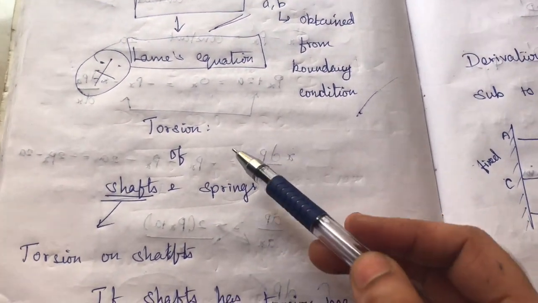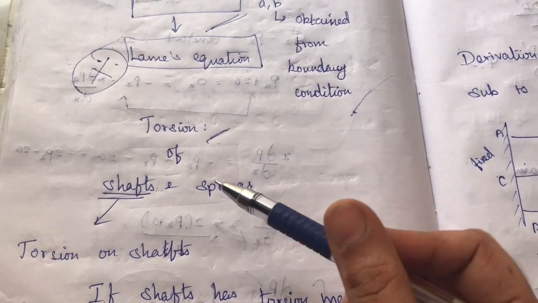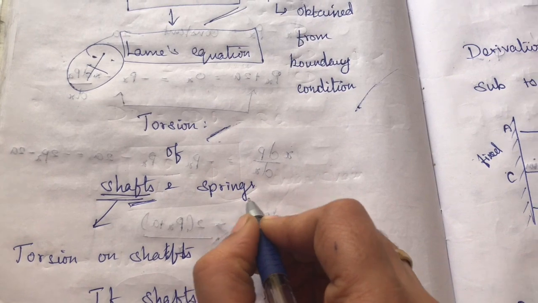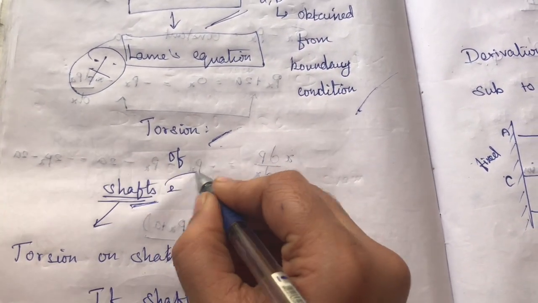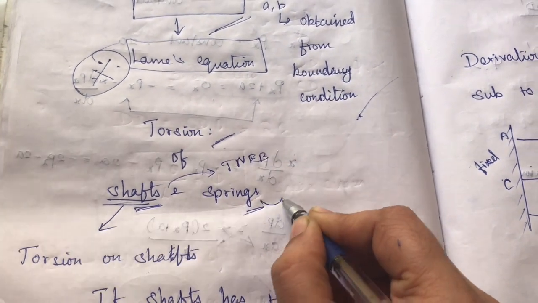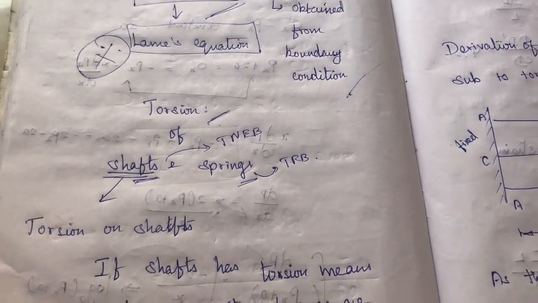Okay, and the next topic is torsion. This is also an important topic. In this topic, we are going to see about shafts and springs. Shafts is for TNEB. The spring is for TRB. Okay, so we're going to see that.